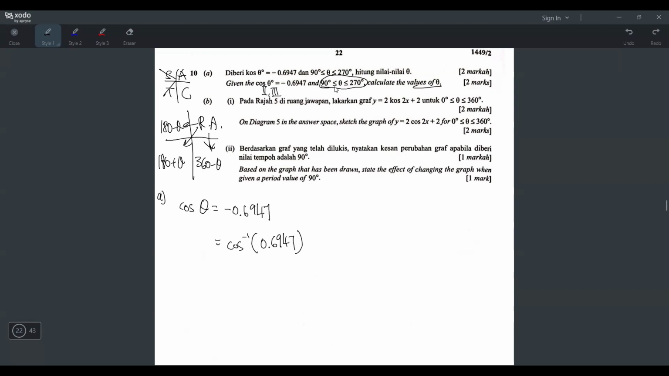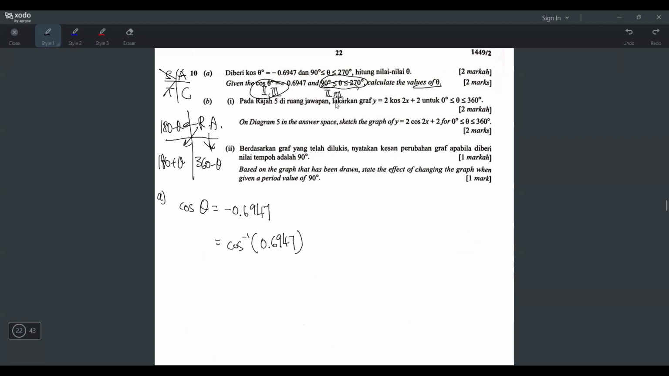And let's double check here. Okay, after I tengok sini, I choose the quadrant yang overlap. Okay, what is in between 90 and 270? 2 and 3 also, right? Because if the angle is bigger than 90, then it's not quadrant 1, it will be quadrant 2, 3 or 4. But it said at the same time less than 270, so it's definitely not quadrant 4. So it's quadrant 2 and 3.